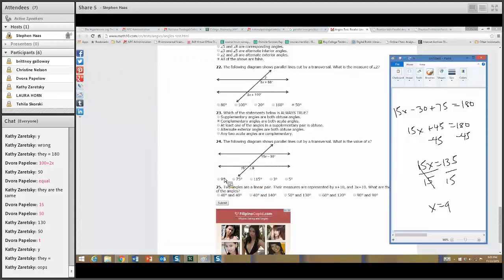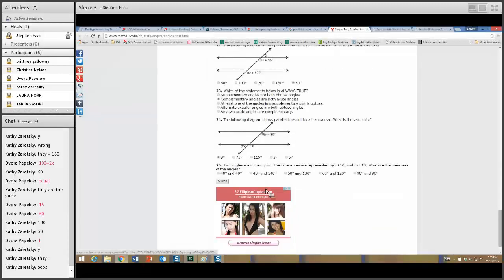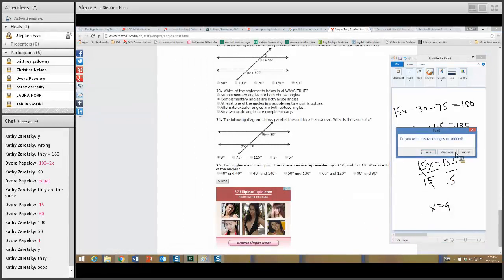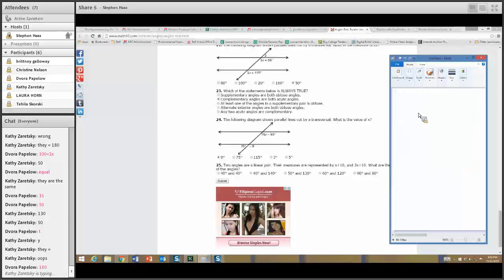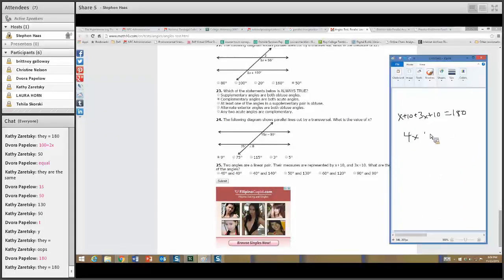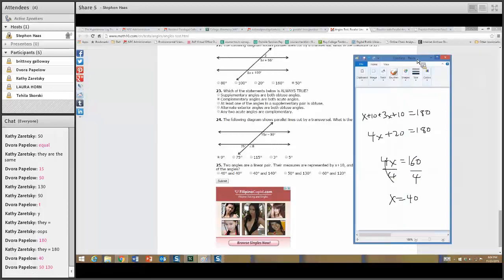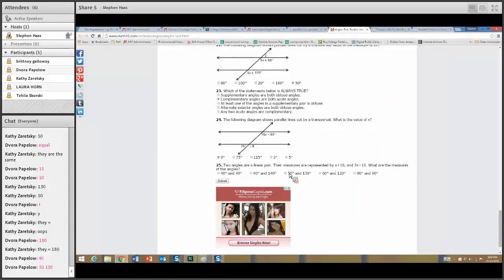Okay? Very good. Two angles are a linear pair. They're measured by x plus 10 and 3x plus 10. Linear pair is what? What's the relationship in a linear pair? Linear pair have to equal up to 180. They're supplementary. Good. So we got x plus 10 plus 3x plus 10 equals 180. X plus 3x is 4x. 10 plus 10 is 20 equals 180. Subtract 20 from each side to isolate the x. So you got 4x equals 160. Divide each side by 4, and you have x equals 40. And the two angles, so x plus 10 is 50, and 3x plus 10 is 130. So that should be this one.